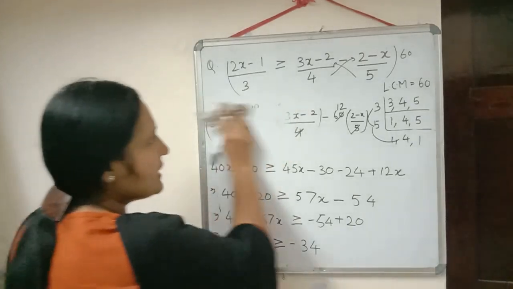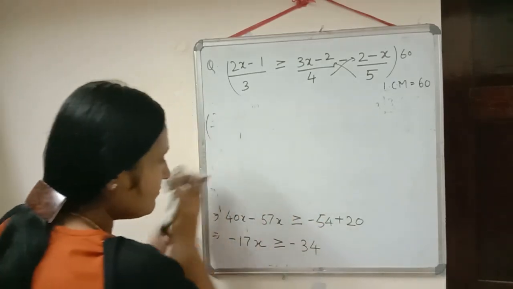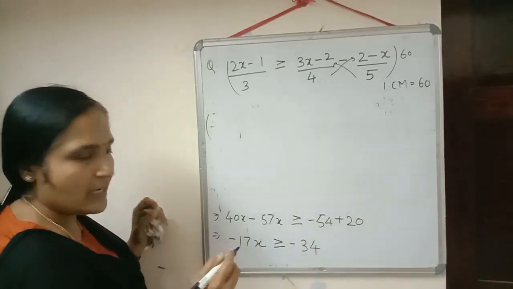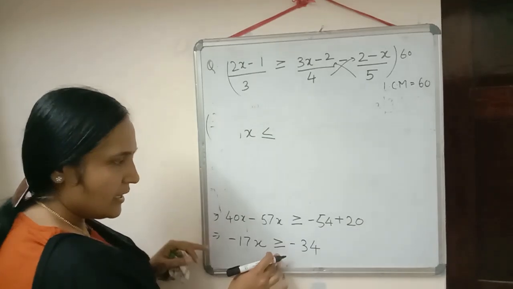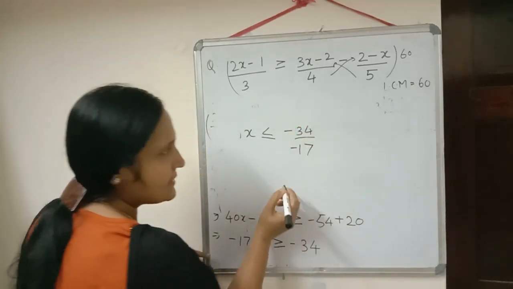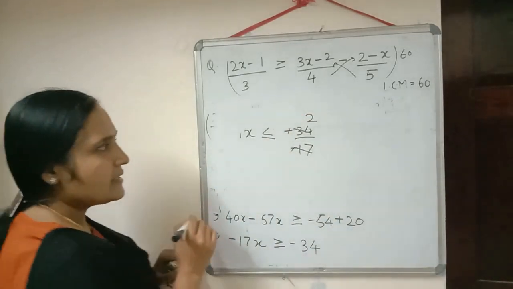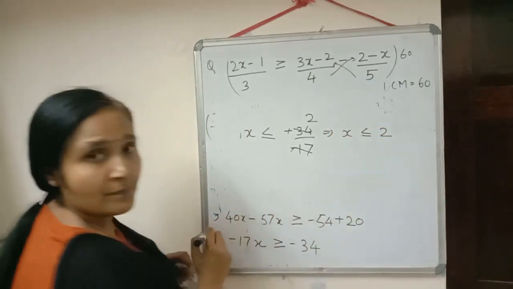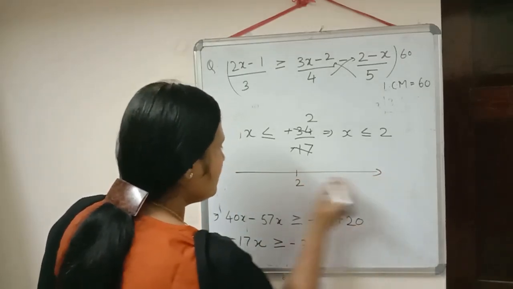Now we have to shift that minus 17 to the right hand side, and it is in multiplication. So what do we have to do? We have to change the sign of the inequality. Then it will be x less than or equal to minus 34 by minus 17. These two will get cancelled. 17 2s is 34. So we are getting x less than or equal to 2. So again draw the number line first. We have the solution 2 here.